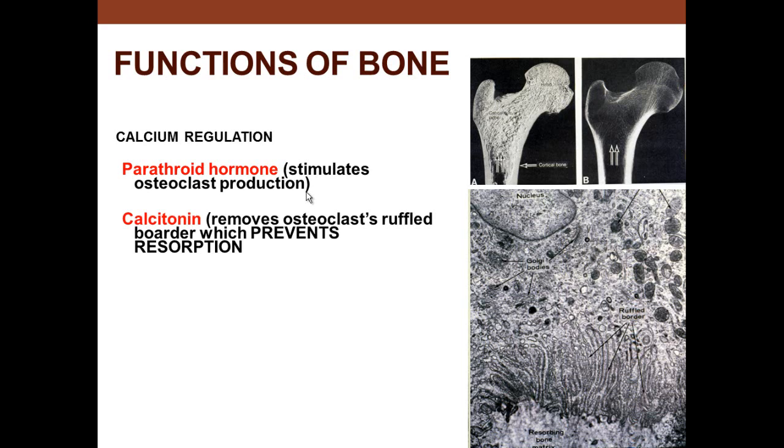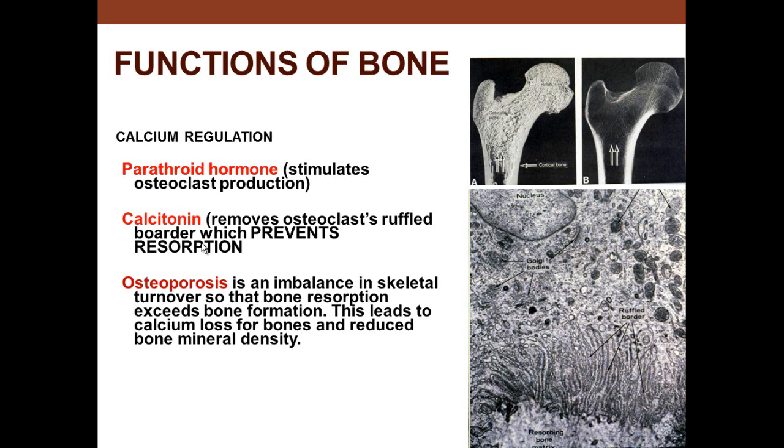Calcitonin from the parafollicular cells of the thyroid removes the osteoclast ruffled borders. So here we see an osteoclast, a multinucleated cell. It has a ruffled border here, and that creates a microenvironment with acid to break down the bone and dissolve the calcium. If the ruffled border has been removed, then it reduces the effect of the osteoclast. So one makes more osteoclasts, and another interferes with the function of the osteoclasts: the two hormones that regulate calcium. Now, osteoporosis is an imbalance between the two.